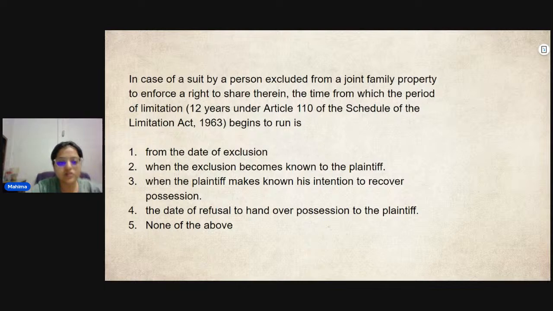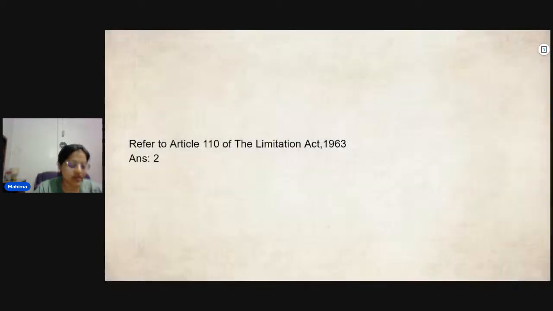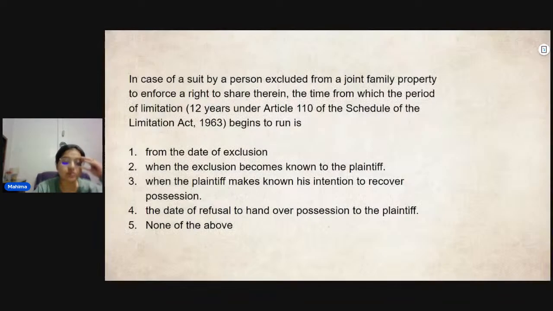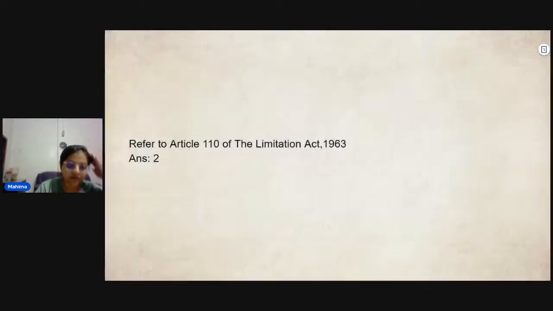In case of a suit by a person excluded from a joint family property, to enforce a right to share therein, the time from which the period of limitation, 12 years under Article 110 of the Schedule of the Limitation Act, begins to run is from the date of exclusion, when the exclusion becomes known to the plaintiff, when the plaintiff makes known his intention to recover possession, the date of refusal to hand over possession to the plaintiff, none of the above. Okay, when exclusion becomes known to the plaintiff, yes, it is under Article 110. When the exclusion becomes known to the plaintiff, then the time begins to run.